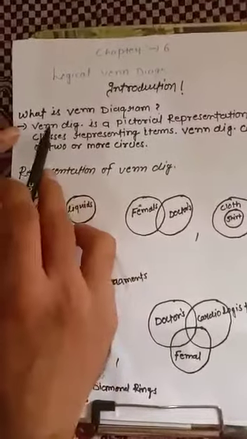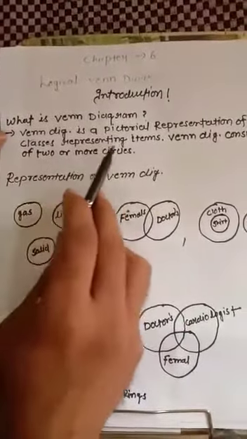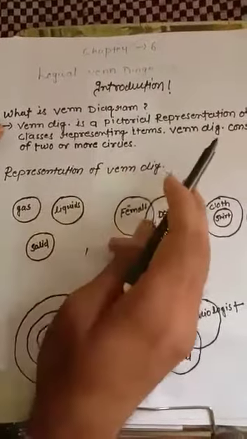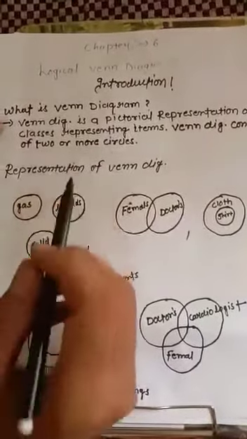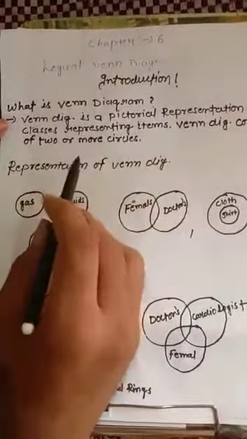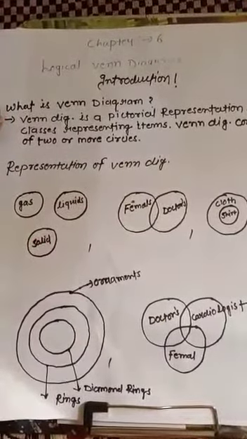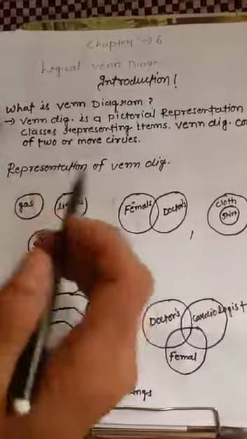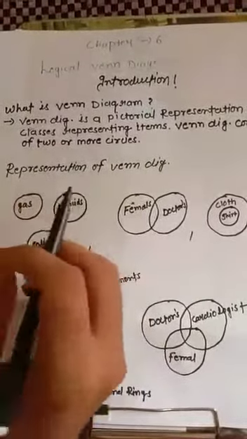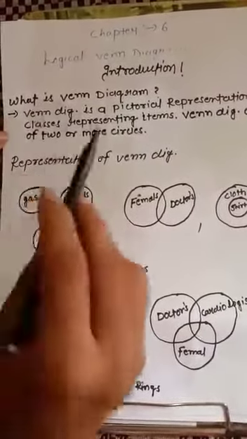A Venn diagram is a pictorial representation of classes representing items. A Venn diagram consists of two or more circles. Now what does it mean? It means that with the help of a Venn diagram we can represent many kinds of classes, but what is the relationship between those classes, we will have to discuss. That is all about a Venn diagram.